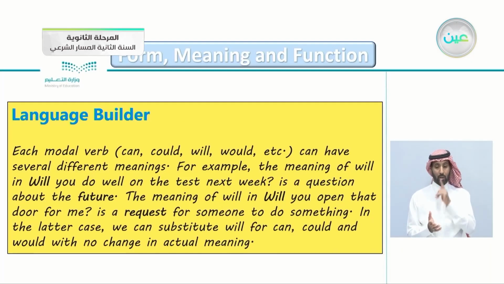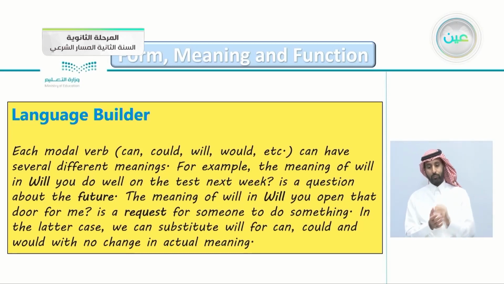Language builder here: each modal verb, can, could, will, would, etc., can have several different meanings. Of course, we know that. For example, the meaning of will in "will you do well on the test next week" is a question about the future. The meaning of will in "will you open that door for me" is a request. So one will is talking about the future, the other will is a request for someone to do something.